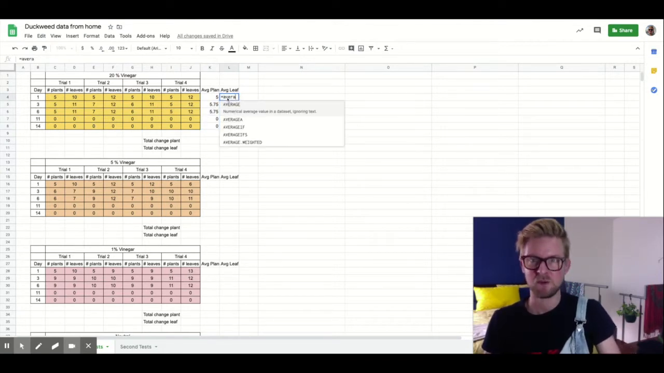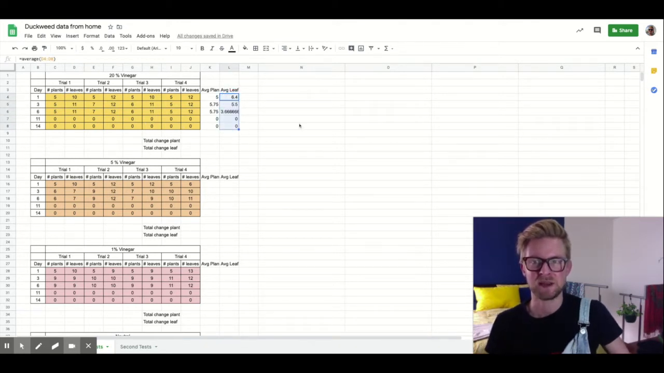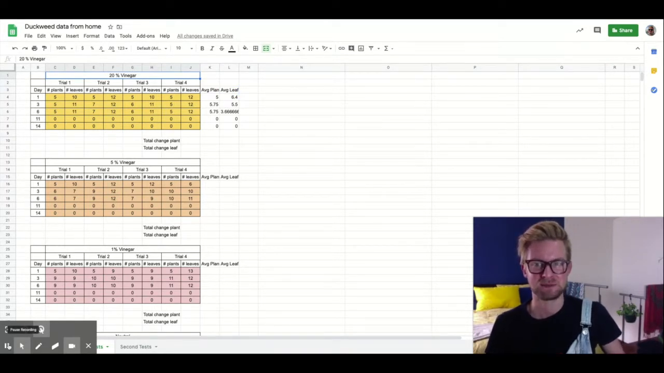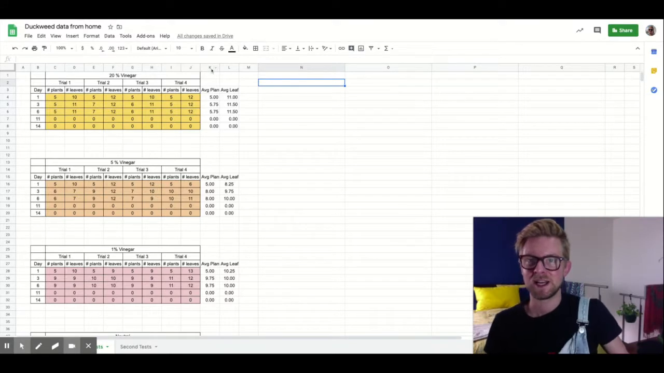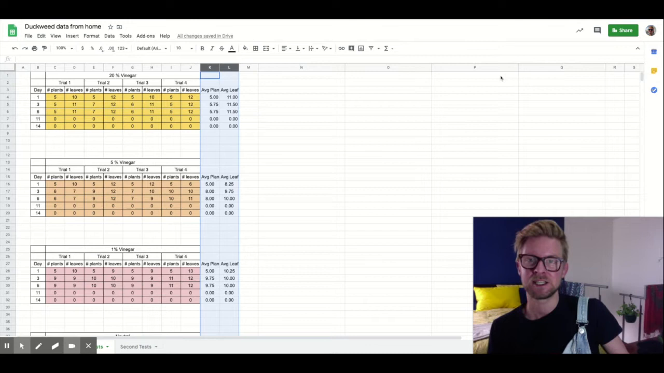I'm going to quickly repeat that with all of the leaves. And I'm all done with calculating my average number of plants and average number of leaves for one concentration. I'll be right back after I calculate the rest. Now that I've calculated the average number of plants and leaves on each day for each concentration, as you can see in columns K and L, I can do a couple of different things with them.